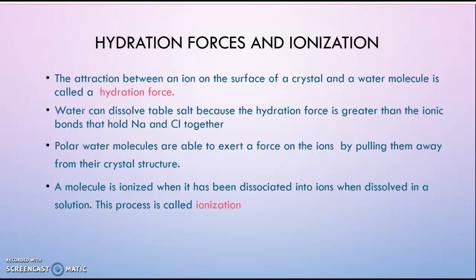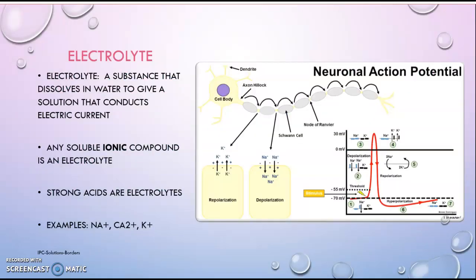A molecule is ionized when it has been dissociated into ions, positive and negative, cations and anions, when dissolved in a solution. So that's an important vocab word, ionization. When ionization occurs, free ions exist in solutions. We call these free ions electrolytes. Electrolytes are incredibly cool because when they exist in a solution, that solution can conduct electricity.